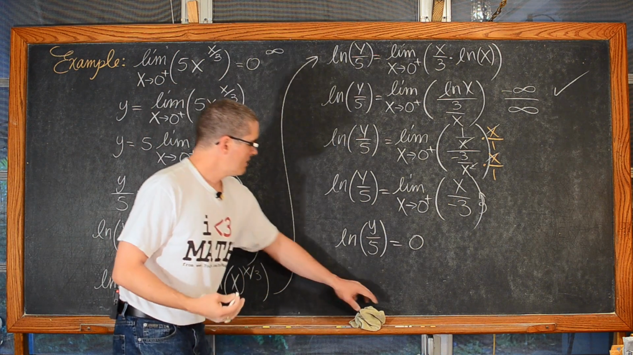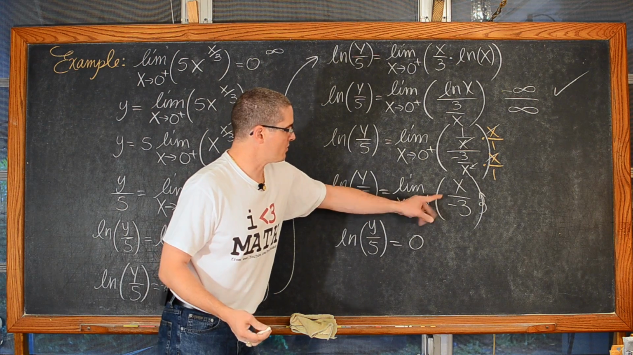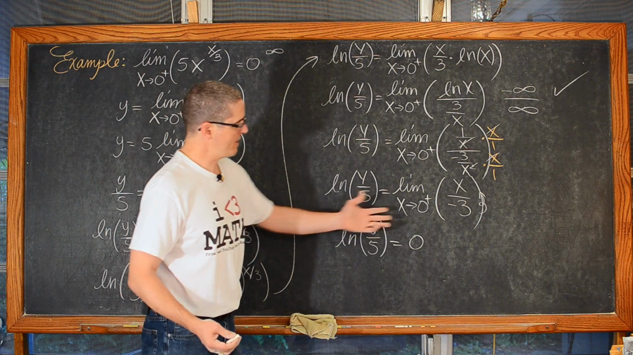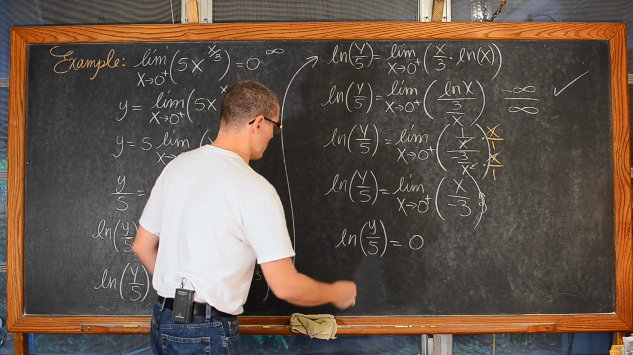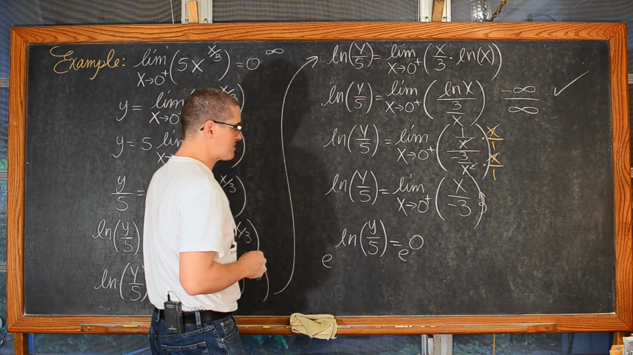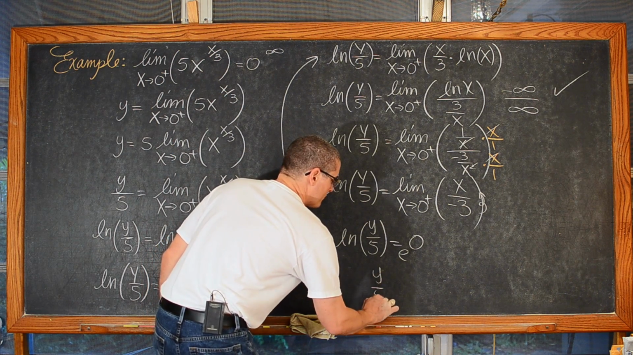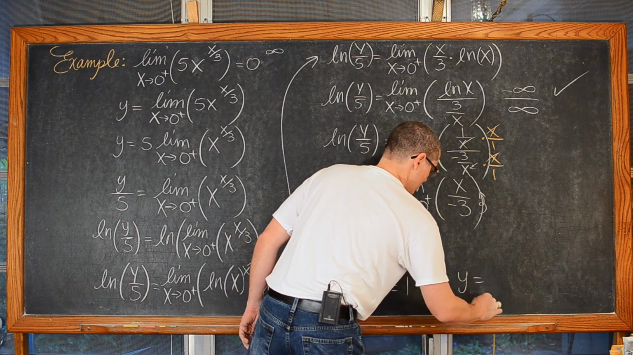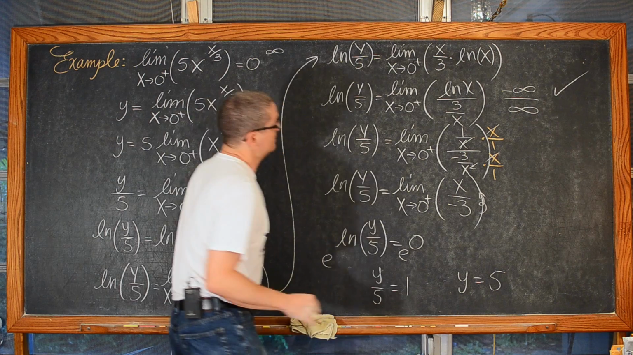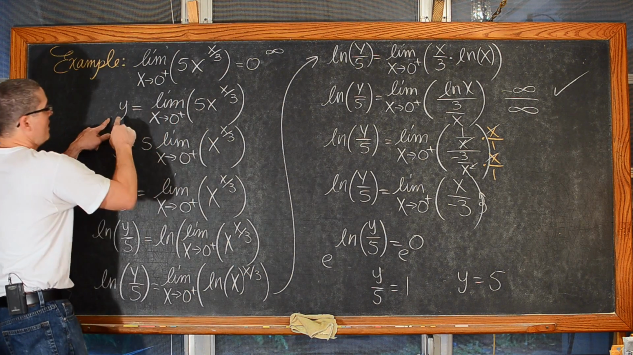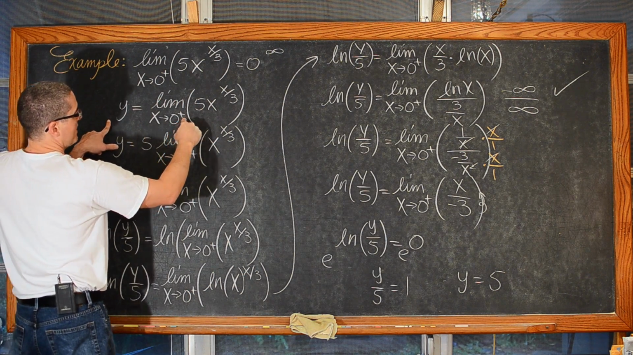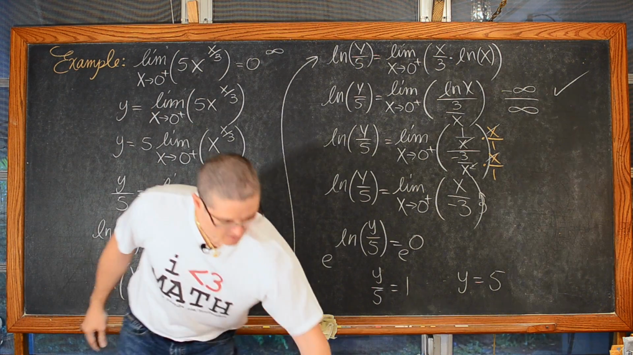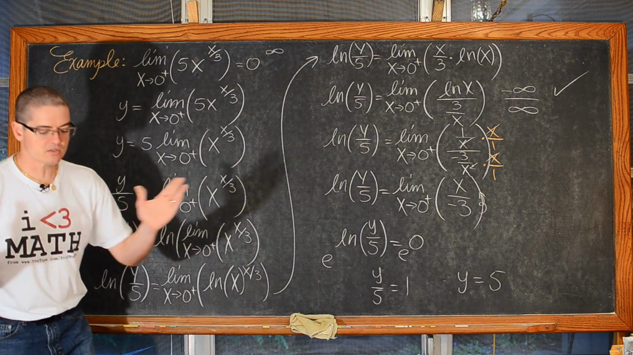Now that we have the limit as x approaches 0 from the right of x over negative 3 becomes 0, I have a format where I can rewrite this back into exponential form. I can let both sides be an exponent of e and get y over 5 is equal to e to the 0 power, which is 1. Multiply both sides by 5, and y is equal to 5. And y was the limit as x approaches 0 from the right of 5x raised to the x over 3 power. Let me just double check my notes. We are good.